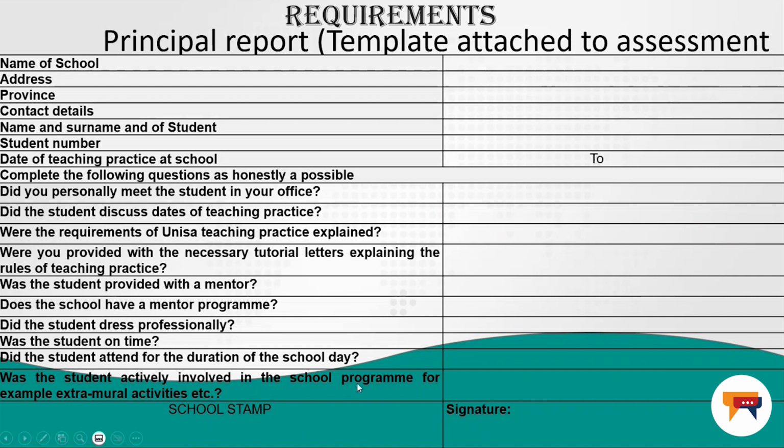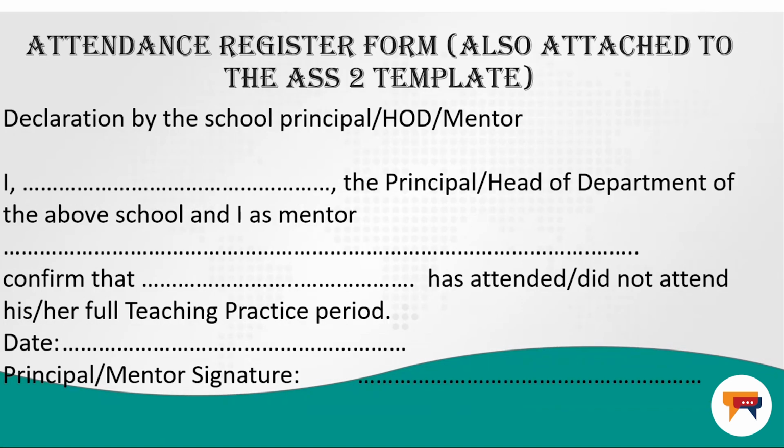And trust us, I know we might not look like very intelligent people, but from experience, we know what we're talking about. So you really must make sure that the school stamp is authentic and it has a complete date. Then you have your attendance register.